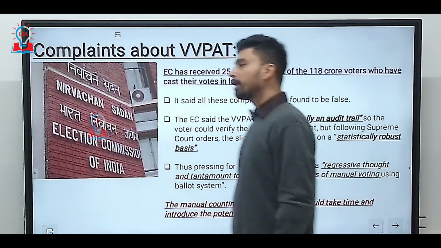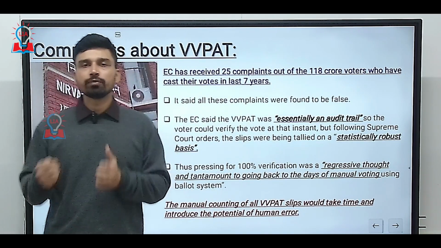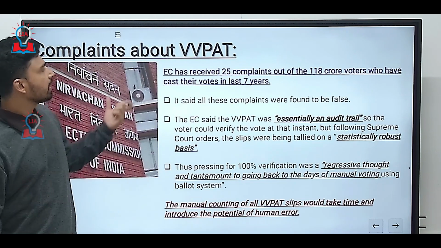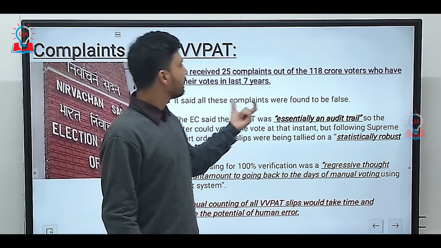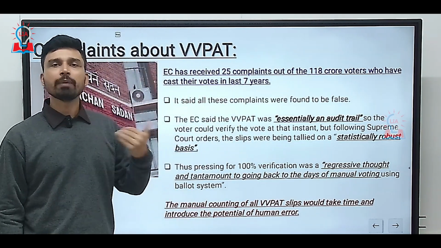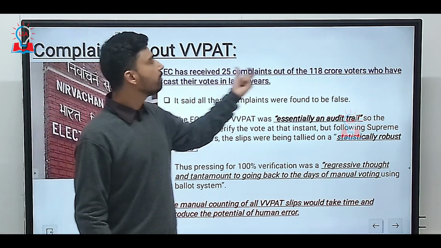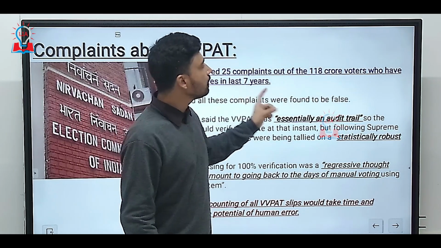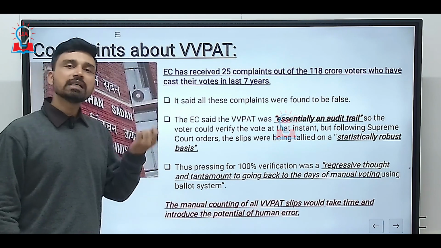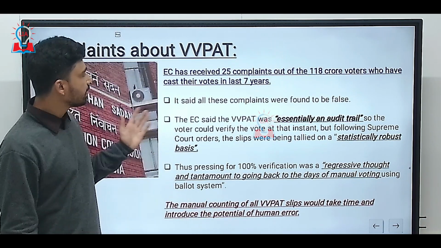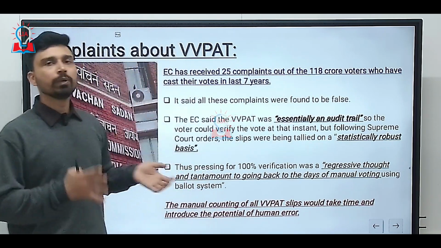And thus, if you try to understand whether there is any valid ground for asking for 100% counting of VVPAT slips, we can understand it from the data that we have. The Election Commission of India has clearly stated that in the last 7 years, since the VVPAT has been introduced in the election system of India, only 25 complaints have been registered out of the 118 crore voters who have cast their vote. So this number itself is very, very low, almost negligibly low. Second, all of these complaints which were filed were proved to be false.